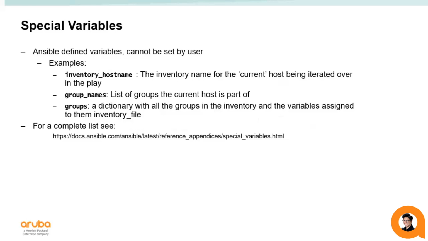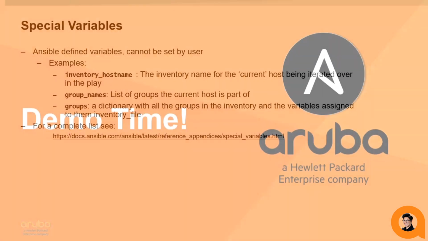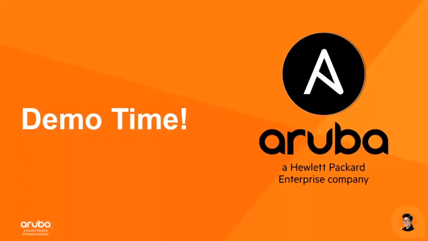Here are a few examples. We have inventory host name, group names, and groups. For a complete list, visit the Ansible documentation on special variables. So hopefully now you have a clearer understanding of the different types of variables available in Ansible and how to use them. Now, let's see them in action.